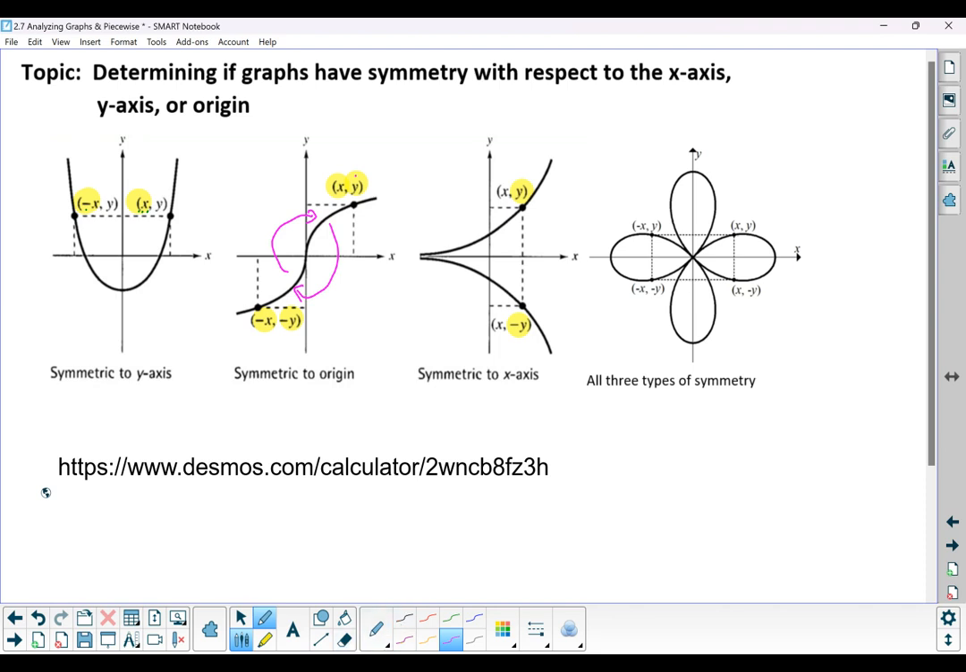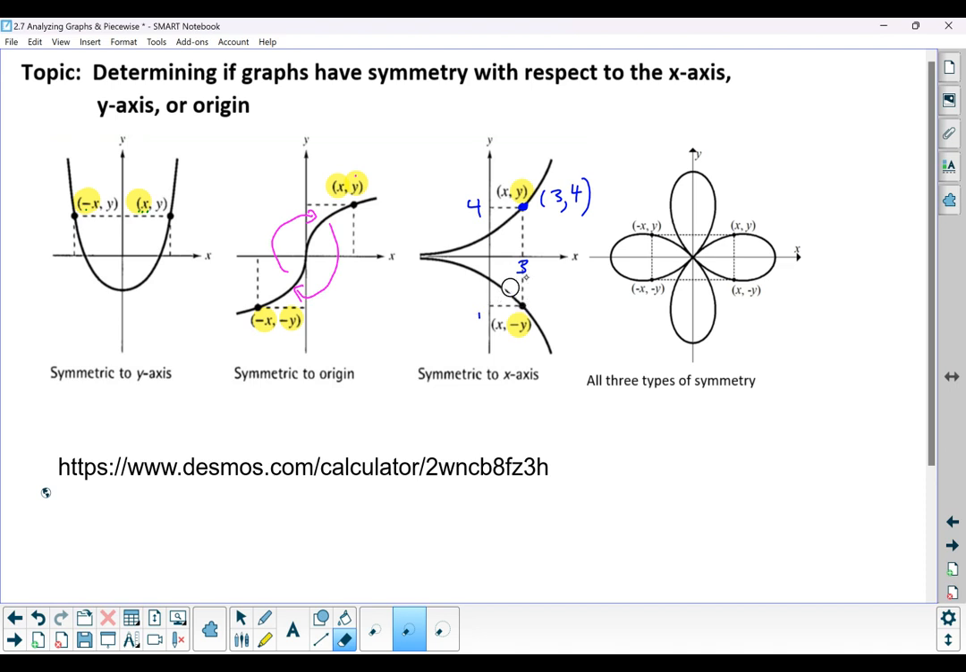Okay, and then the next one is symmetric with respect to the x-axis. Now, any graph that is symmetric with respect to the x-axis wouldn't be a function because it wouldn't pass the vertical line test, but it would be a relation of some sort. And you can see that for the same x value, the graph would have both the positive and negative y value. So for the x value 3, for example, this function has a y value of both positive 4 and negative 4, and that's what makes it symmetric with respect to the x-axis.